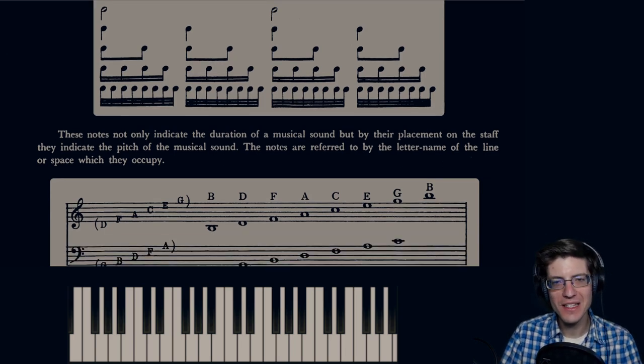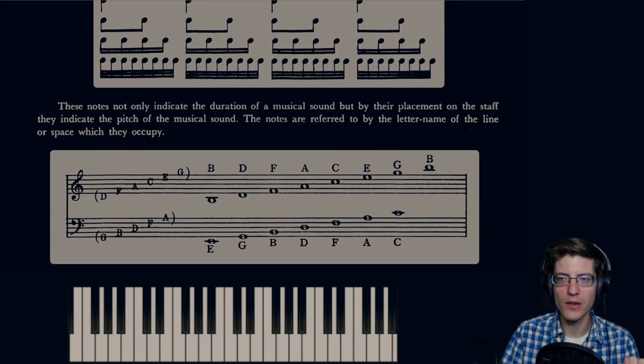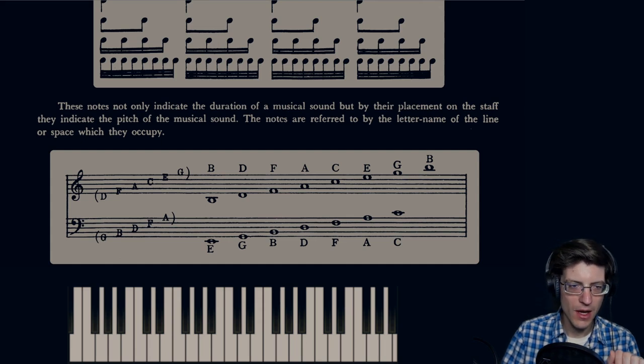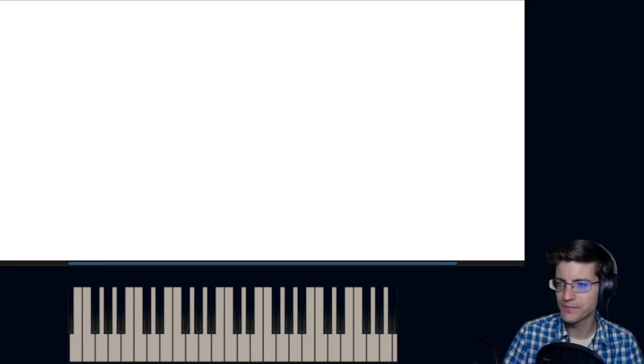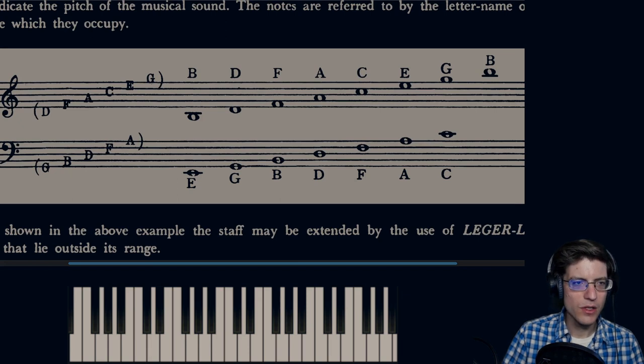These notes not only indicate the duration of musical sound, but by their placement on the staff, they indicate the pitch of the musical sound. The notes are referred to by the letter name of the line or space which they occupy. So we see here D, F, A, and of course this is using a treble clef. Let me see if I can zoom in just a little bit. There we go. So D, F, A, C, E, G, and B, D. So you can see that the notes are listed by their names.